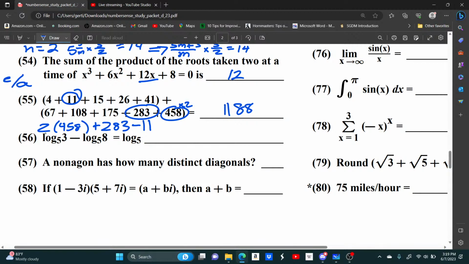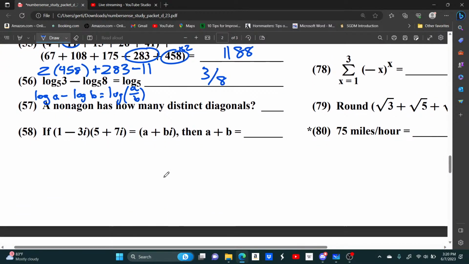Okay, 56. Log base 5 of 3 minus log base 5 of 8 equals log base 5 of what? Okay, on this we can use some laws of logarithms. So if you have log of a, and you're subtracting out log of b, you can actually condense this and say that this is the same thing as log of a over b. So in this case, 3 over 8, well, it's just going to be 3/8.